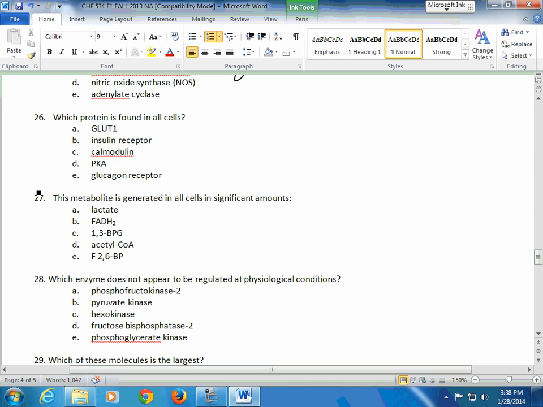Which protein is found in all cells? GLUT1 and GLUT3 are in all cells. Glucagon is mostly liver. PKA from epinephrine says most cells, but not all. And insulin receptors aren't going to be in all cells either.